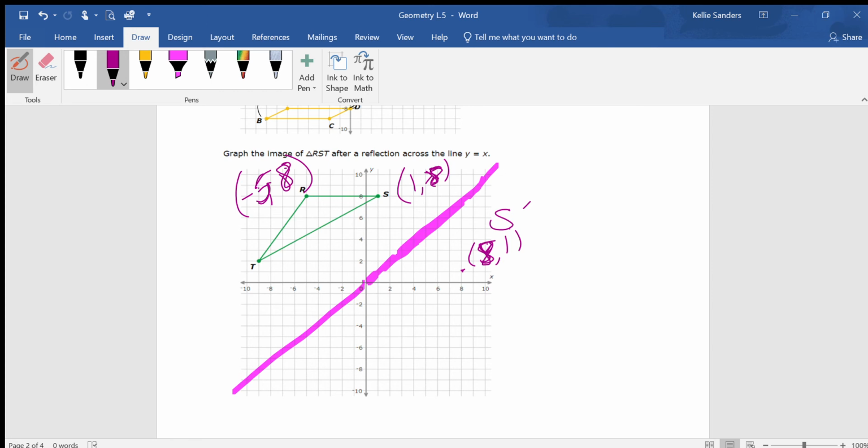-5, 8. And so R prime is going to be at 8, -5. Oh, that's working a whole lot better. Okay, so then we would have this line, and then T is right now at -9, 2. So T prime is going to be at 2, -9.